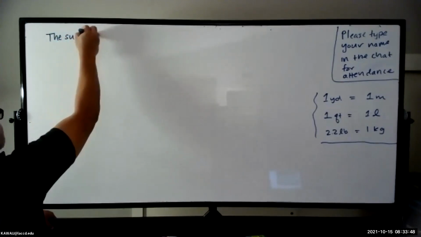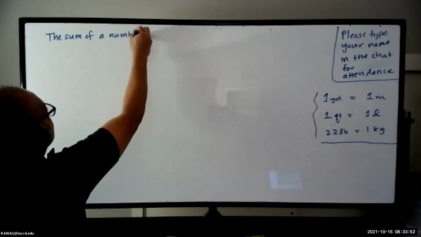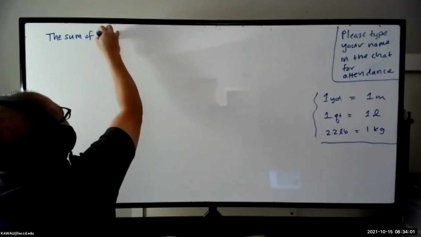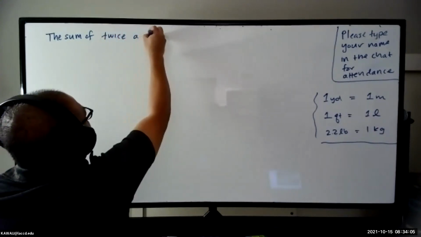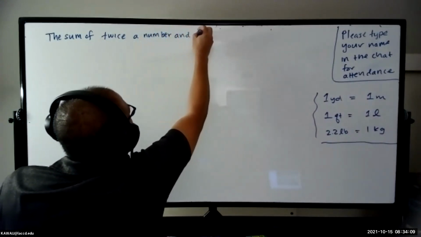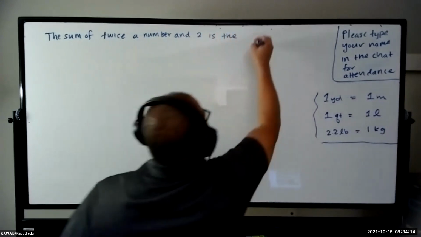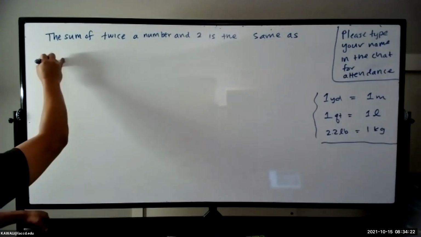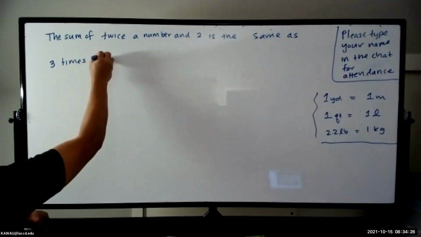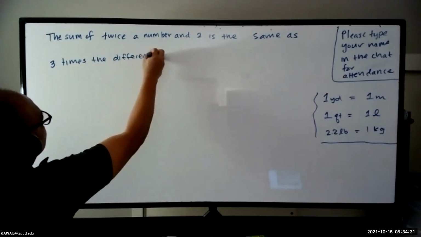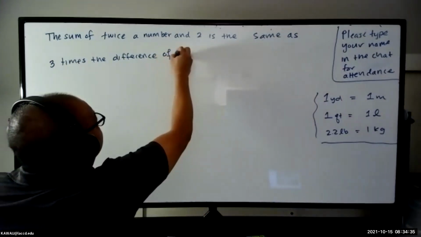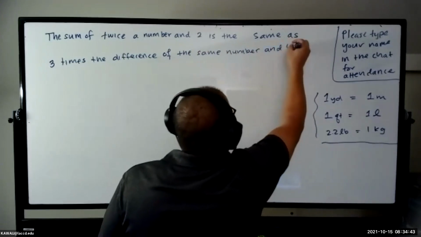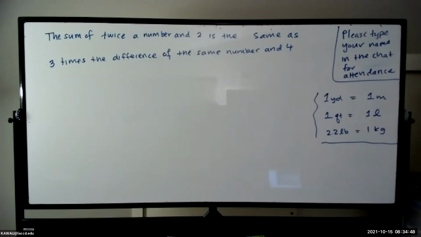The sum of twice a number and 2 is the same as three times the difference of the same number and 4. Okay, so go ahead and copy that.